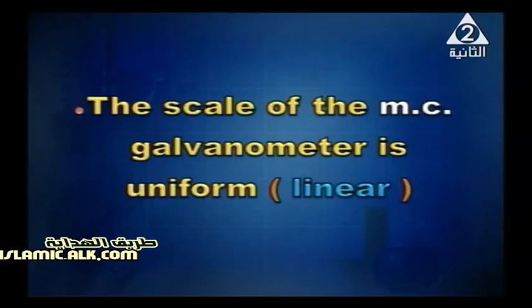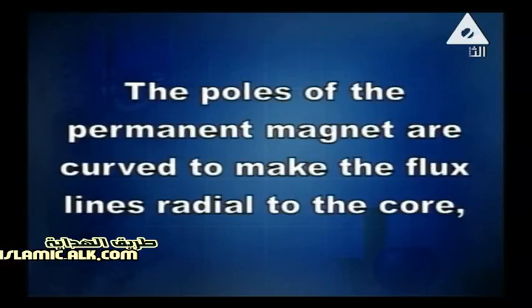Another give reason: the scale of the moving coil galvanometer is uniform. The scale is linear, it is equally spaced. Why? Because the poles of the permanent magnet are curved. Poles are curved to make the flux lines radial, to produce radial magnetic flux, radial to the core of the galvanometer.